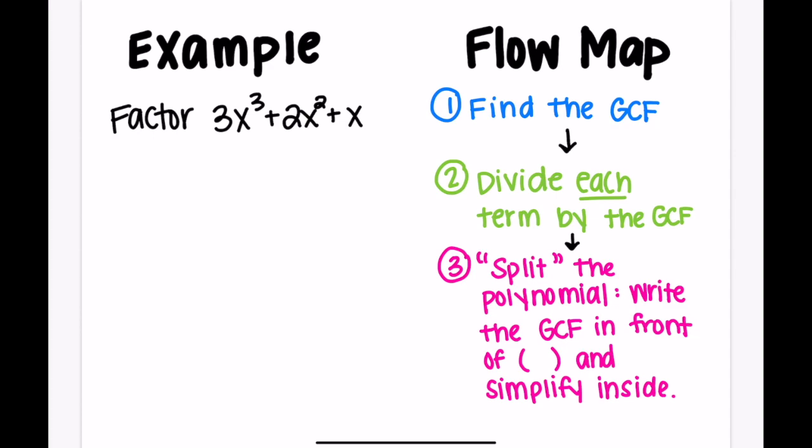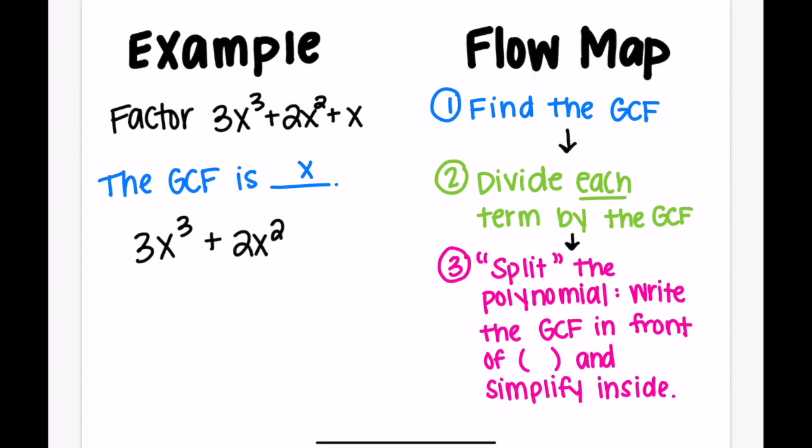So now we're going to look for variables. Do they all have a variable in common? Well, this one has an x to the third, this one has x to the second, and this one is just an x. So since they all have an x, we can divide by x as our GCF. So our GCF here is x again. So we're going to divide all of them by x. So we're dividing by x on all 3 of those terms.